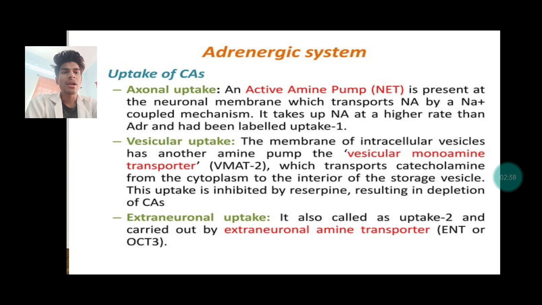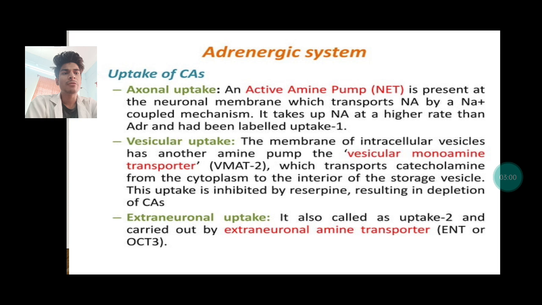Uptake of catecholamines. Axonal uptake. An active amine pump is present at the neuronal membrane, which transports noradrenaline by a sodium coupled mechanism. It takes up noradrenaline at a higher rate than adrenaline and has been labeled uptake 1.